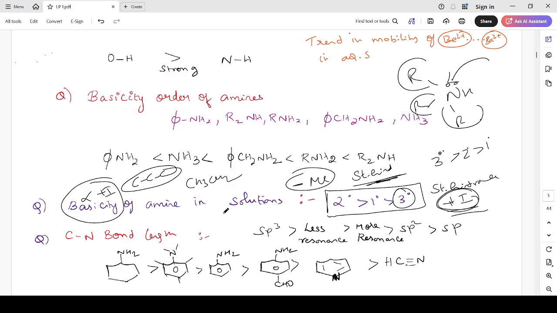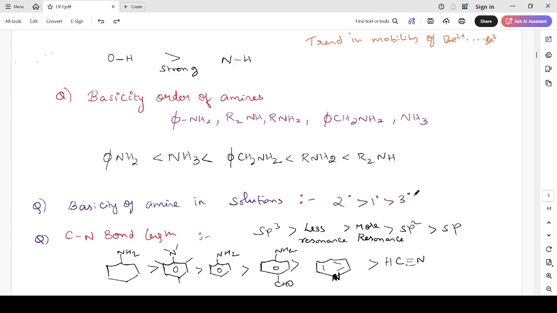In that case also, ma'am, shouldn't it be primary greater than secondary than tertiary, if steric hindrance is playing the role? Tertiary is having much more steric hindrance definitely compared to secondary. There is no doubt. So experimentally, it is found that for methylamines, with respect to tertiary, steric hindrance is dominating. With respect to secondary and primary, plus I effect dominates the steric hindrance. Understood? Yes, ma'am.